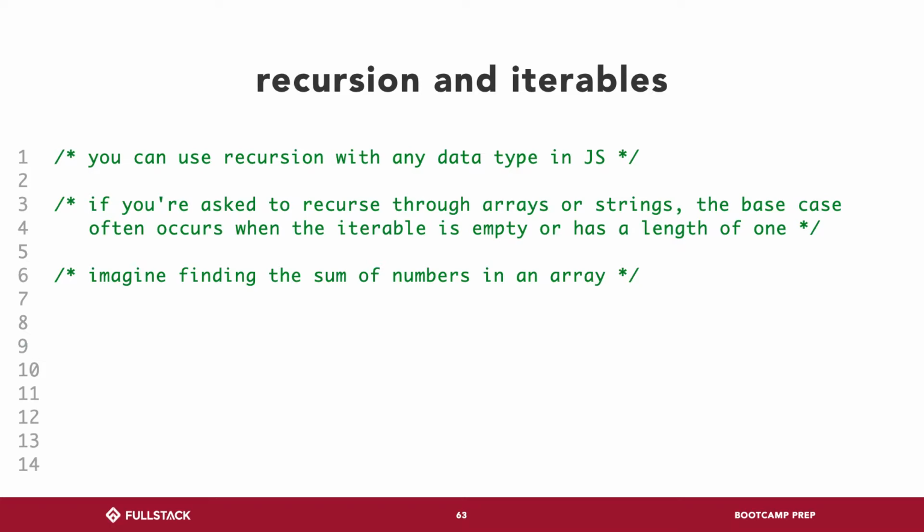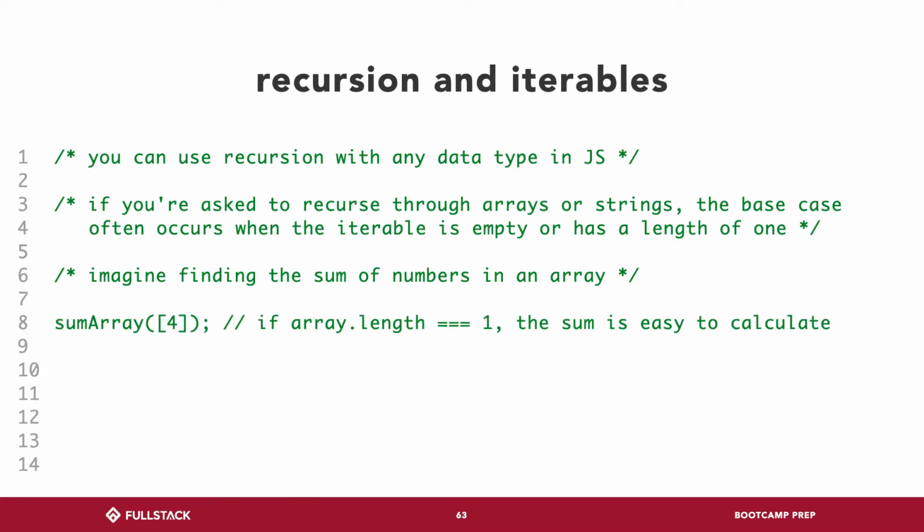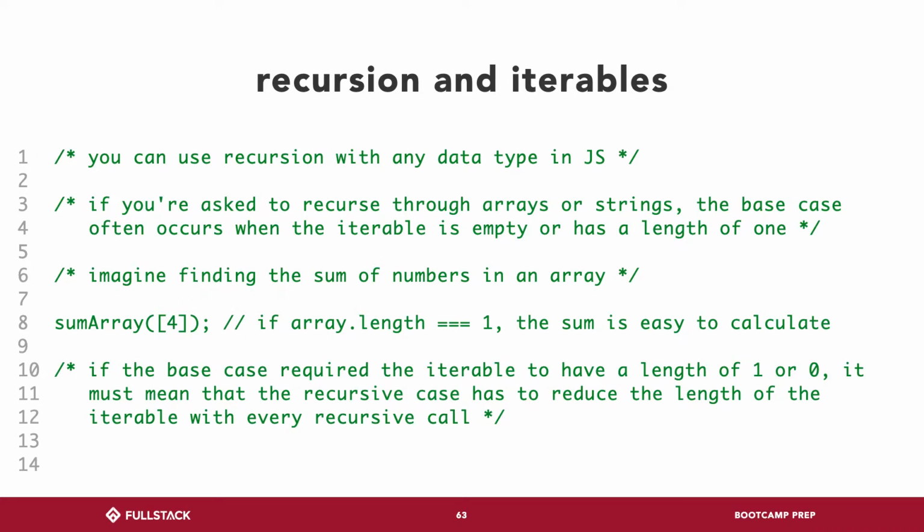So imagine finding the sum of numbers in an array. Sum array of 4. If array.length is equal to 1, the sum is easy to calculate, right? The sum of all the numbers in the array, there's one number, it's 4. That's it. So if the base case requires the iterable to have a length of 1 or 0, it must mean that the recursive case has to reduce the length of the iterable with every recursive call. Makes sense. In our factorial problem, we subtracted the number by 1 each time. So this time, we will reduce the length of the array by taking elements out of it.